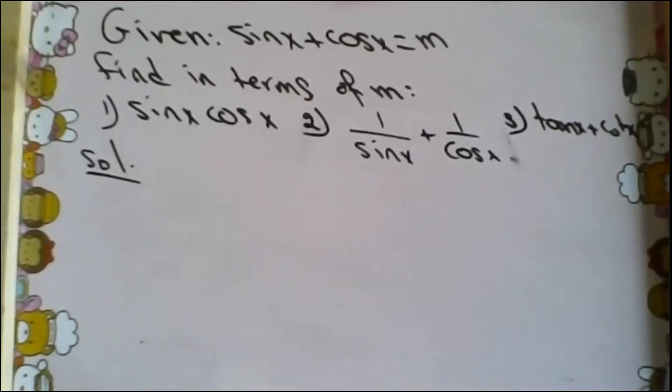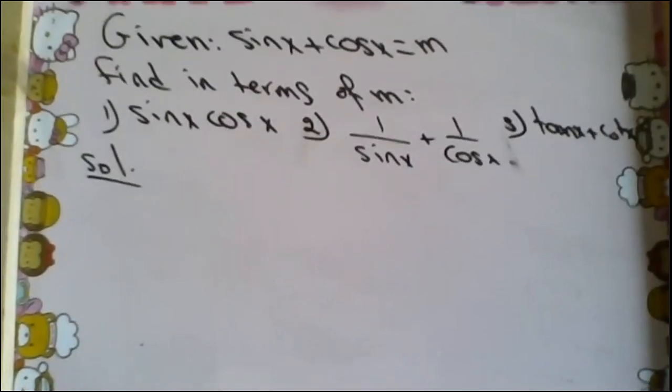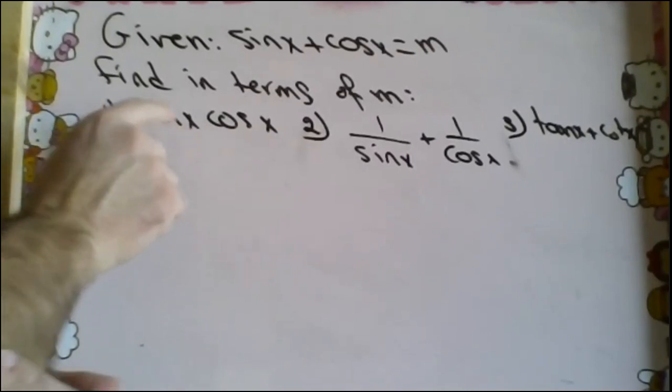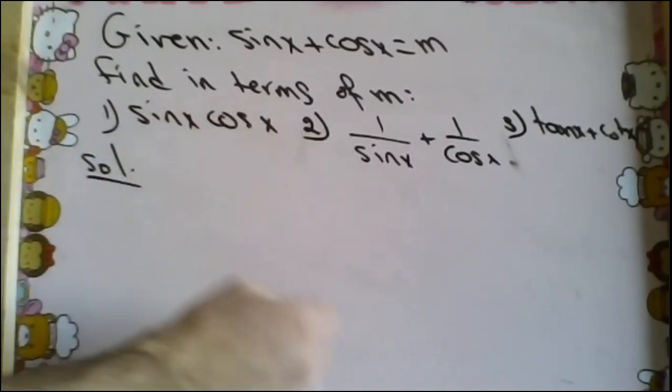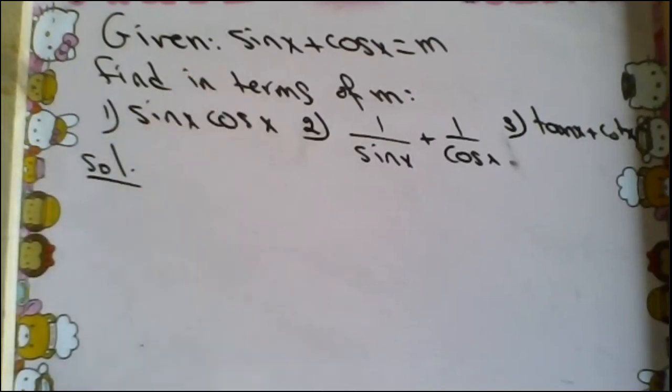Sir, what do you mean by find in terms of m? For sin x times cosine x, you are going to write sin x times cosine x equal to something in terms of m. Let's say sin x times cosine x is equal to m minus 1, or radical 5m plus 7 over 3m squared plus 2. Some expression in terms of m.